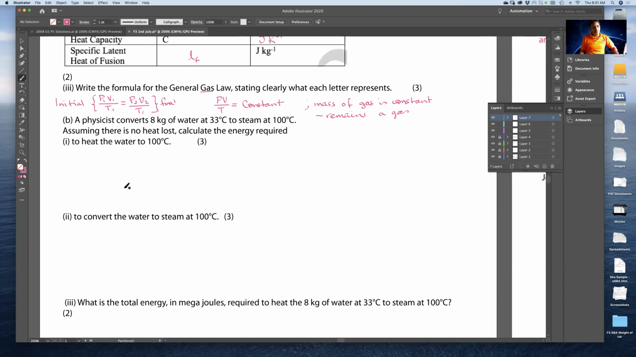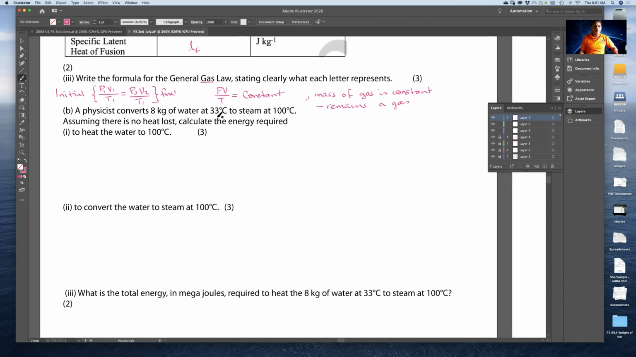Part B: a physicist converts 8 kilograms of water at 33 degrees Celsius to steam at 100. Assuming no heat is lost, calculate the energy required to heat the water to 100. So what are we doing? We are taking 8 kilograms of water, and this water is at 33 degrees Celsius. This part of the question is just asking us how much heat would be needed to change that 8 kilograms of water to the same 8 kilograms of water, still no change in state, at 100 degrees. And we see here that there's only a change in temperature.